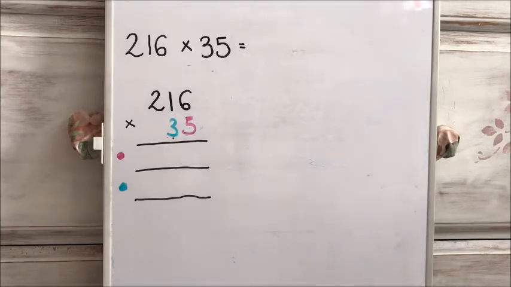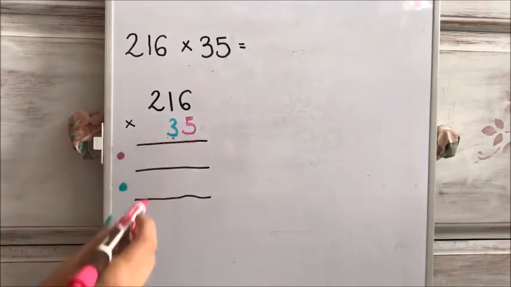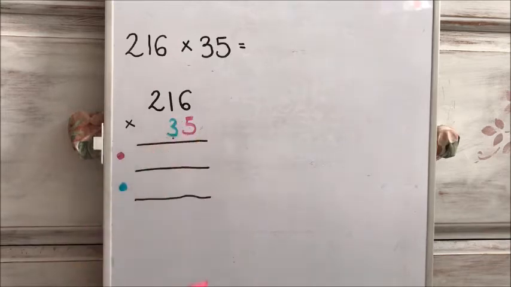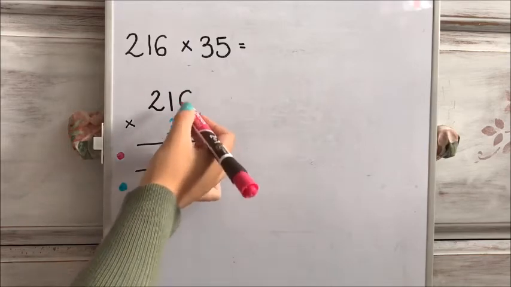So, starting off with our 5. I'm doing each of the two numbers in different colours just to make it easier, but you really don't have to do that. It's purely personal preference. So, let's start off as we did with the last one. So, 5 times 6.